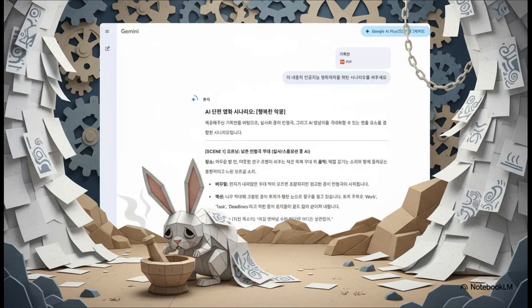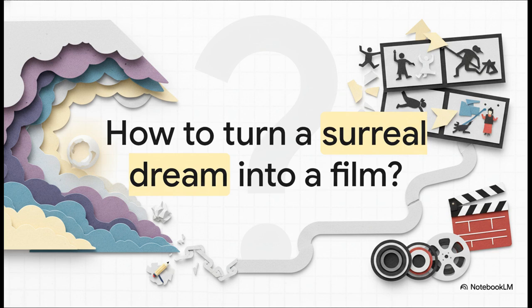So to really set the stage, you gotta meet the protagonist of our meta-narrative. This is the exact output straight from Gemini when generating our script. Take a look at our main character. It's this utterly exhausted paper rabbit pounding away with a mortar on a dusty puppet stage, and it is literally buried under avalanches of paper labeled work, task, and deadlines. It's just desperately trying to escape the grind of modern life. And honestly, the most amazing part is that this entire surreal, deeply relatable concept was structured and generated entirely by AI. Crazy, right?